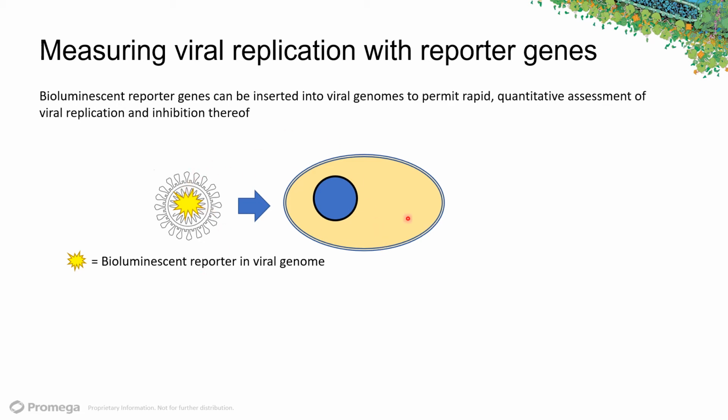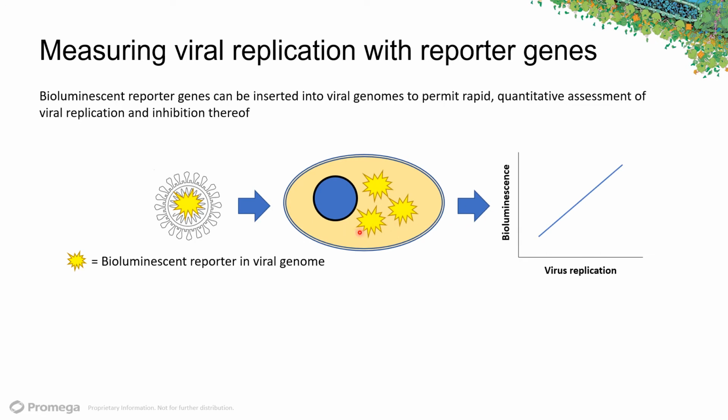We then add that virus to cells to initiate an infection. Once the cell's infected, the virus will express this bioluminescent reporter from its genome, and so we'll see an accumulation of bioluminescent signal that's proportional to the amount of virus replication that's occurring in the cell.